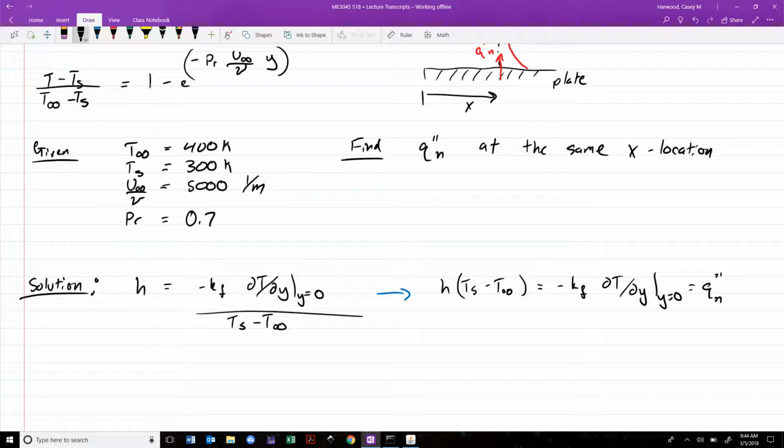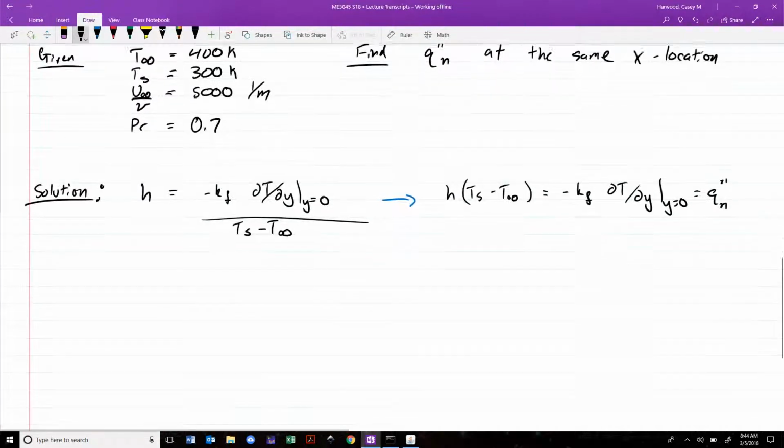Pretty straightforward. So we're going to take advantage of the second one of those expressions, right? That negative k_f times the temperature gradient at y equals 0. We're given the temperature distribution, right? So it's easy to take the gradient of that. We're given, or we can find, the thermal conductivity of the fluid because we know that it's air and we know that it's at 400 Kelvin. And we can just plug those numbers in at y equals 0 to get the result that we're looking for.